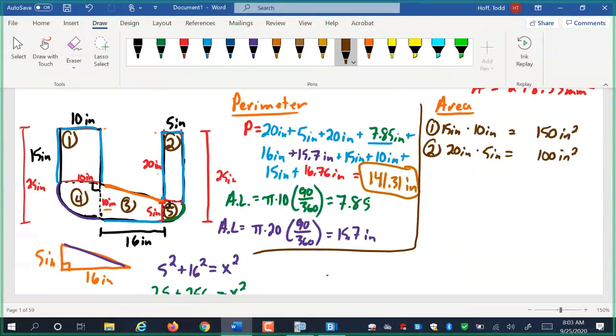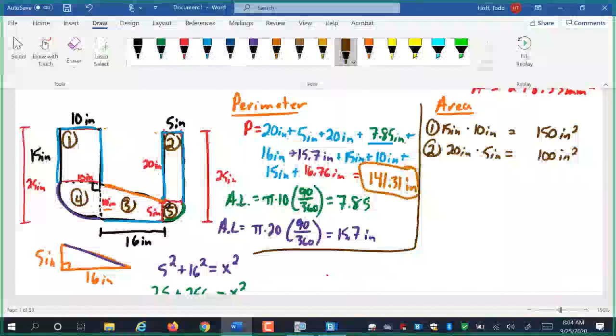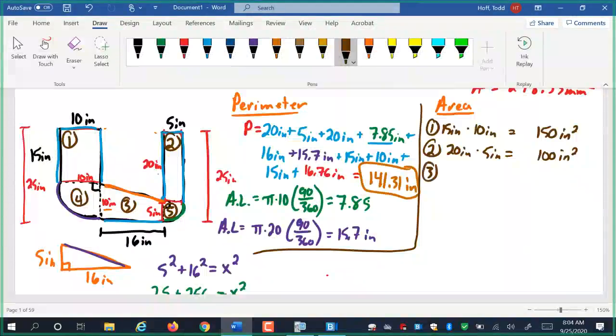3 is a little bit more complex. Now I could have cut 3 into 2 other pieces: that 5 by 16 rectangle and then a 5 by 16 right triangle. But I can do it all at once as a trapezoid. The small base is 5. The large base is over here, that's 10. So I average those together and multiply by my height, which is the 16, the distance between the bases. That is 120 square inches.